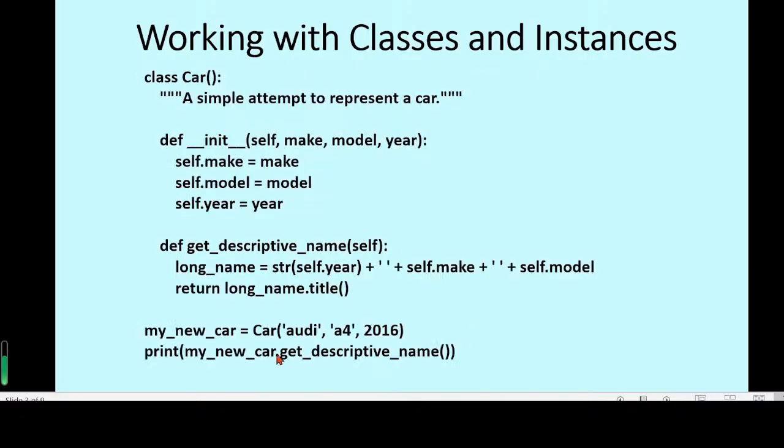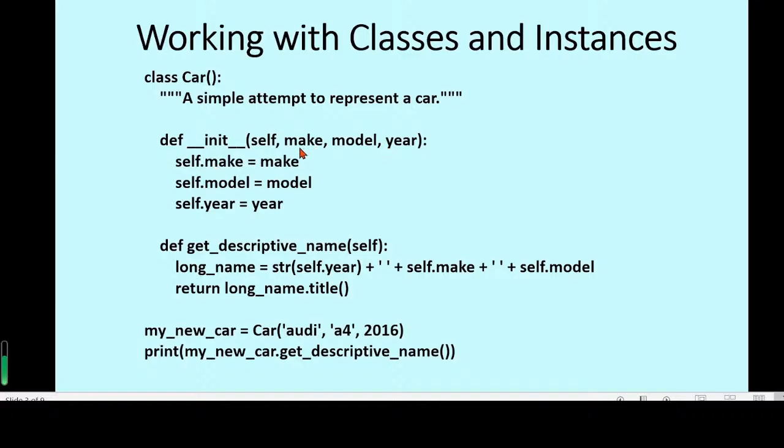So this is a class for car, with a capitalized class name. And inside the class definition is an initial method with self first, then 3 parameters: make, model, year.